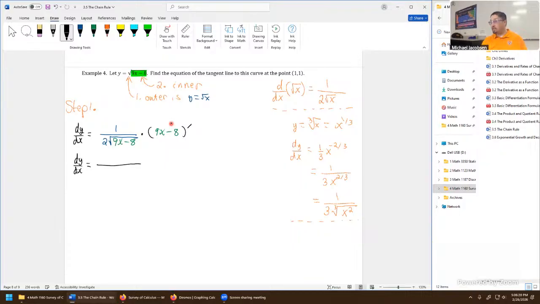let me copy the denominator first, 2 times root 9x minus 8. This derivative just turns out to a 9. And when it multiplies a fraction, it just multiplies up into the numerator. So all we get is a 9 from the derivative of the inner function.